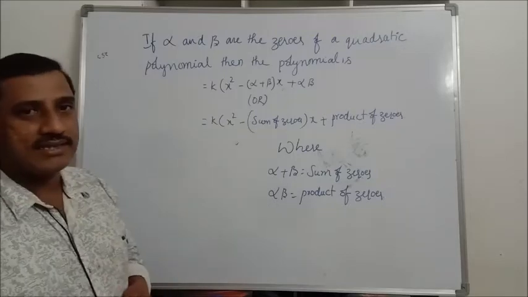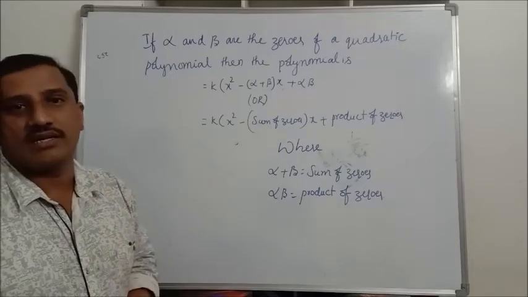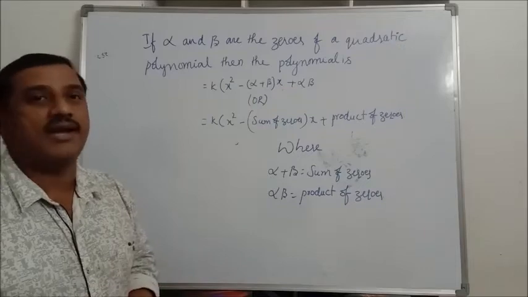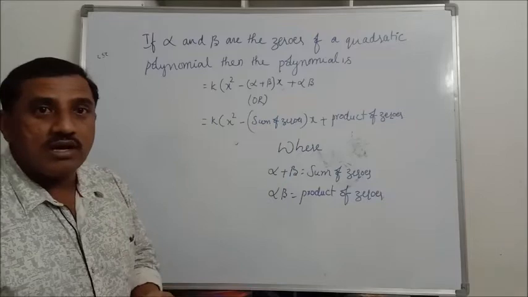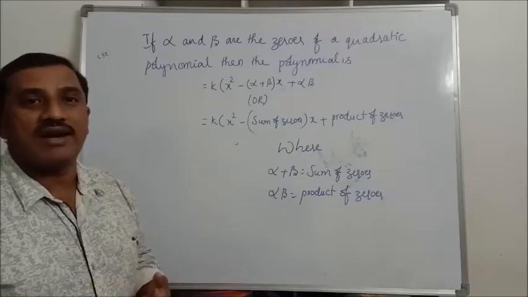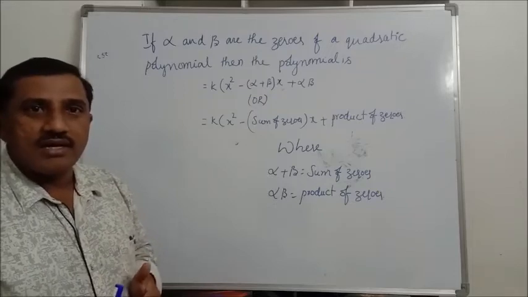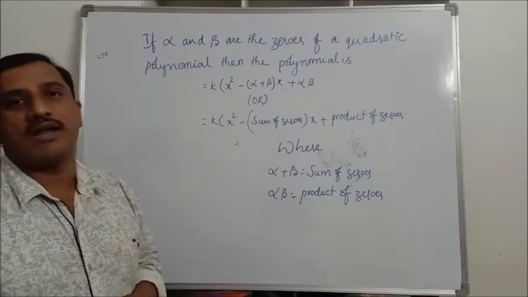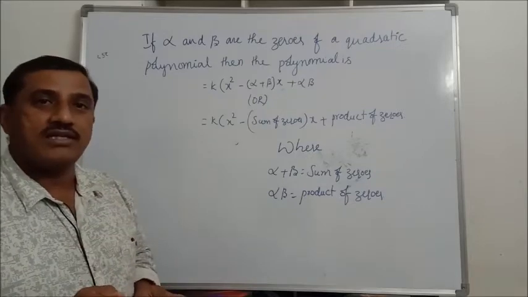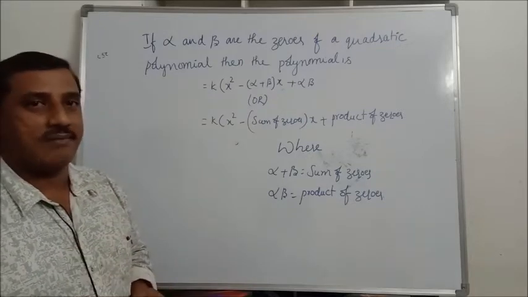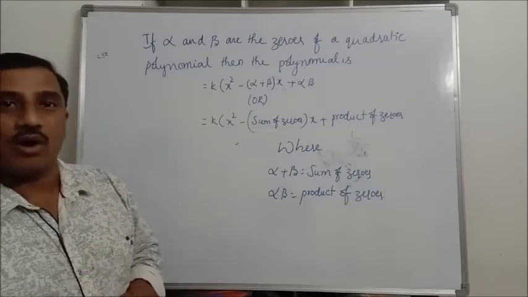Now we are going to discuss, when we know the zeros of a quadratic polynomial, how to find the required quadratic polynomial. So here we know the two zeros of the quadratic polynomial, then how to find which quadratic polynomial those are the zeros of. That means we can find the quadratic polynomial when we know the zeros.